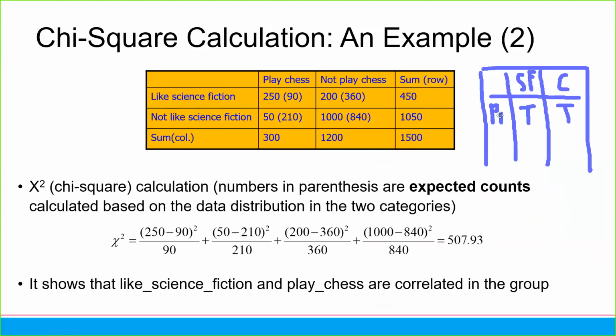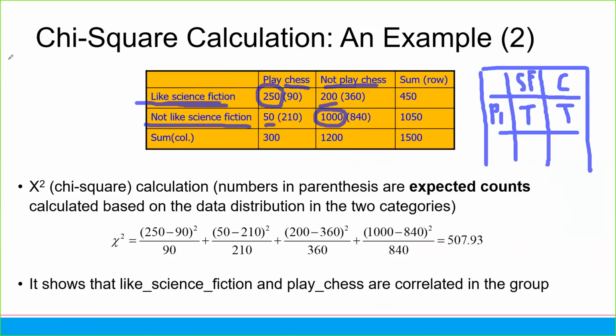Based on this data, we would like to make something like a table. So how many people like science fiction and play chess? We know there are 250. And we also check the person who likes science fiction and does not play chess. We have 200. The persons who do not like science fiction but play chess, there are 50, and the persons who do not like science fiction and do not play chess, there are 1,000.